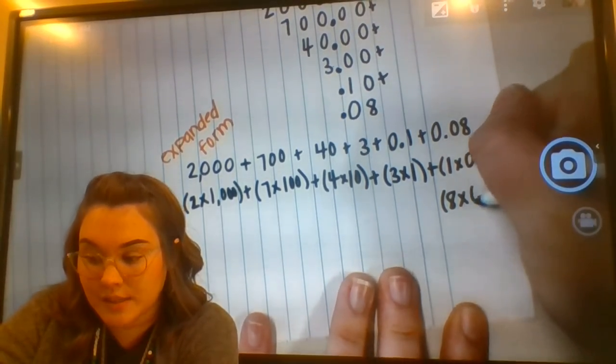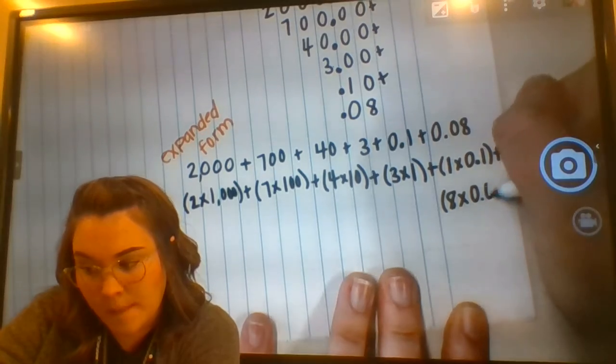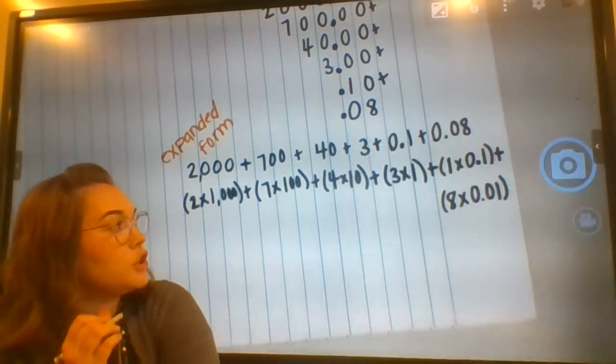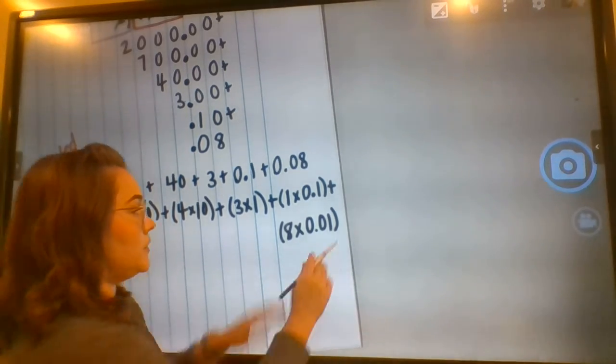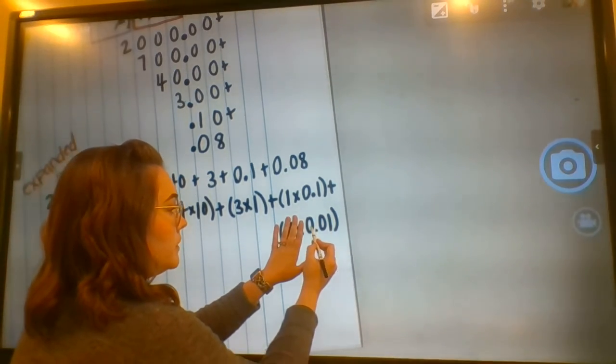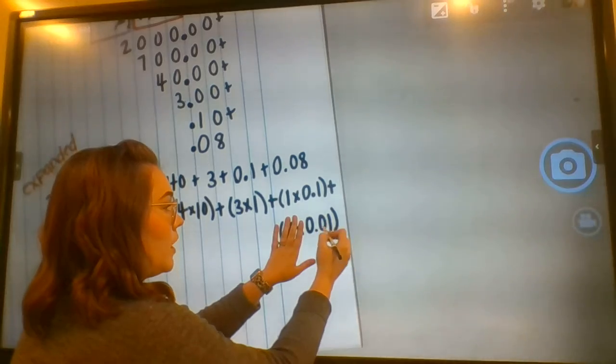So this is how you show hundredths. That is how you show the hundredths place value. This right here, 0.01. That means that's 1/100th.